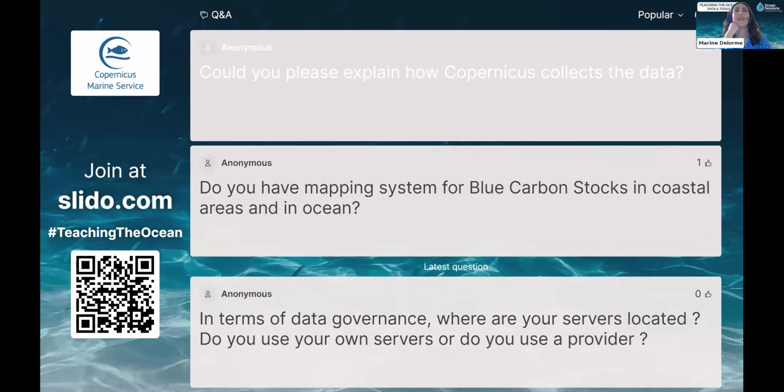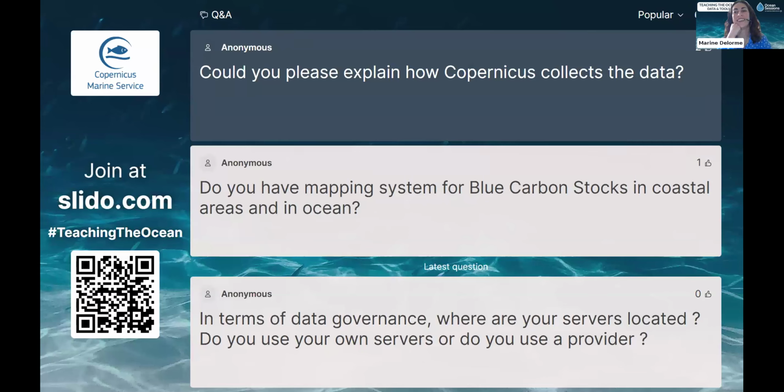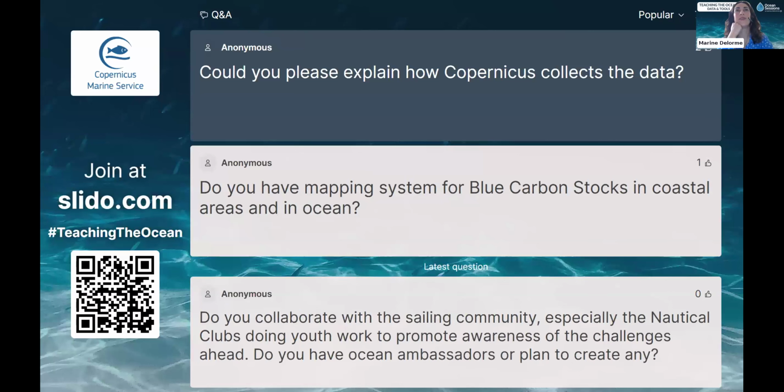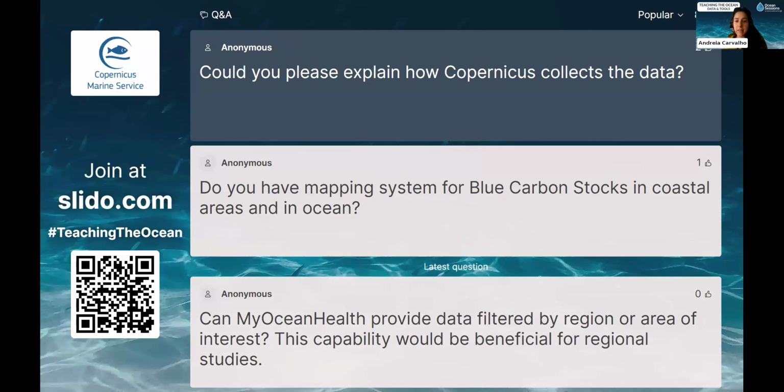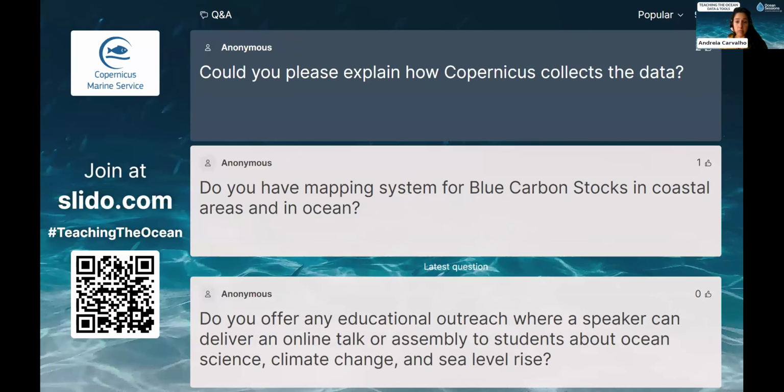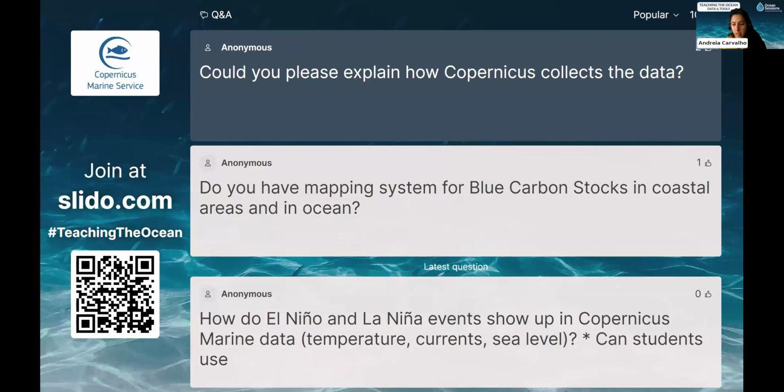Next question is, I think this one is a very wide one. So could you please explain how Copernicus collects the data? So I don't know, Andrea, if you want to give it a try. You did say it in your presentation, right? Yeah. We use in situ observations, so instruments like buoys, moorings and gliders. These are instruments that are deployed everywhere in the ocean. They are collecting data in a specific location, right? This is a vast network of instruments.